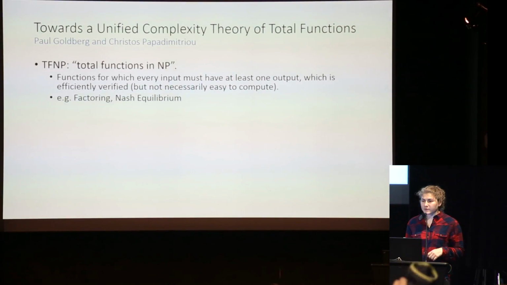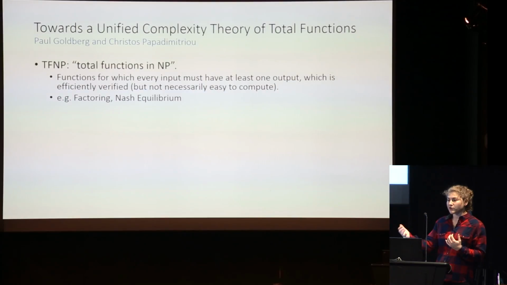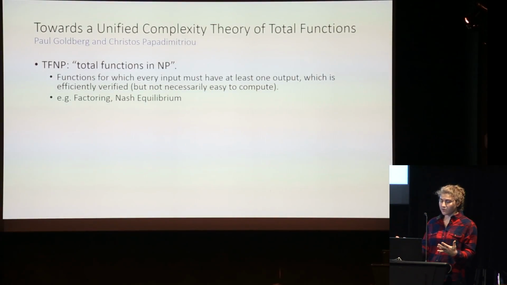So you should think of problems like factoring, okay, and Nash equilibrium. So factoring, right, if I have a factorization of a number, I can easily verify that it's equal to the number, and also there always must exist a factorization of the number, but it's not necessarily efficient to find it.